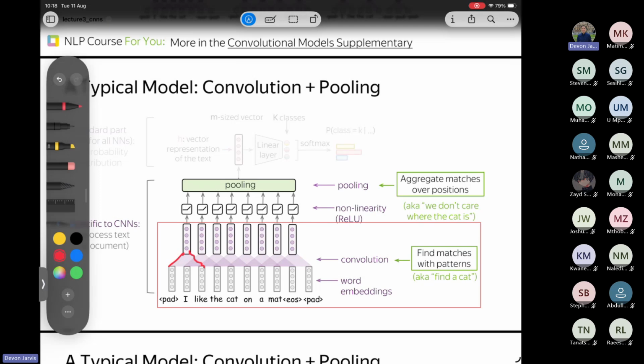You don't really care where they are in the context of the sentence, but you care where they are relative to each other. So for example, like the cat over here, that's a really good pattern of 3 words to notice if you're doing things like sentiment classification. You can find a pattern in those 3 words because that seems positive. You're talking about a cat. Most people are positive about animals and so on.